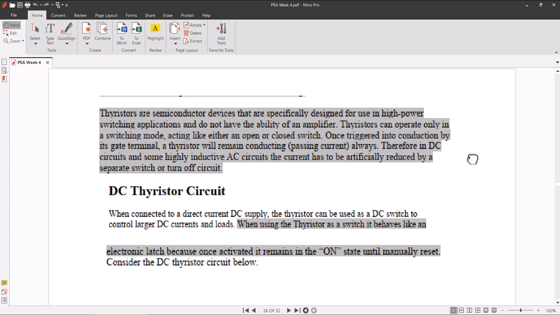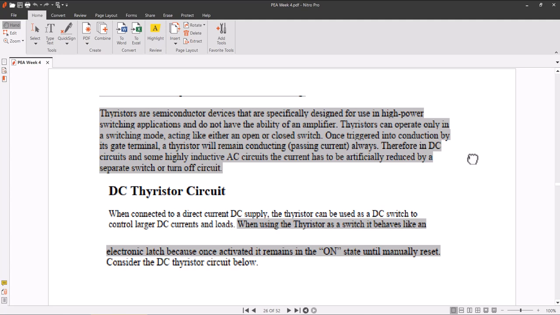Thyristors are semiconductor devices that are specifically designed for use in high power switching applications and do not have the ability of an amplifier. ठीक है, जैसे जो ट्रांजिस्टर्स भी थे उनको हमने अब स्विचिंग मोड में यूज करना है, हमने कट ऑफ या सैचुरेशन, उनको हमने एम्पलीफाई मोड में यूज नहीं करना पावर इलेक्ट्रॉनिक्स के अंदर. तो thyristors can operate only in a switching mode, acting like either an open or closed switch.